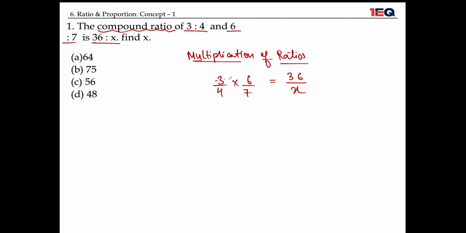So 6 3s are 18, and this becomes 2. So the value of this comes out to be 7 8s are 56. So the value of x is nothing but 56. I hope there was nothing complicated in this. Compound ratio means multiplication of two or more ratios. Moving on.